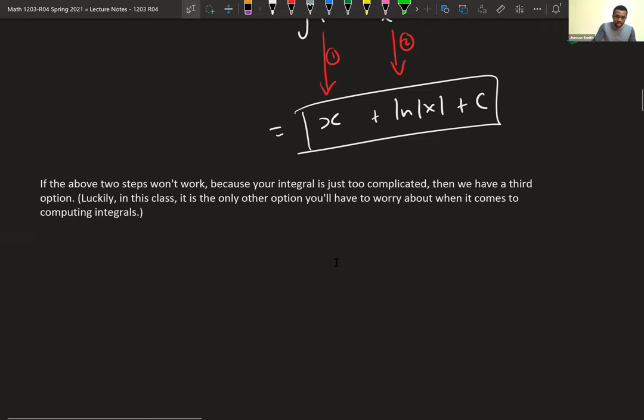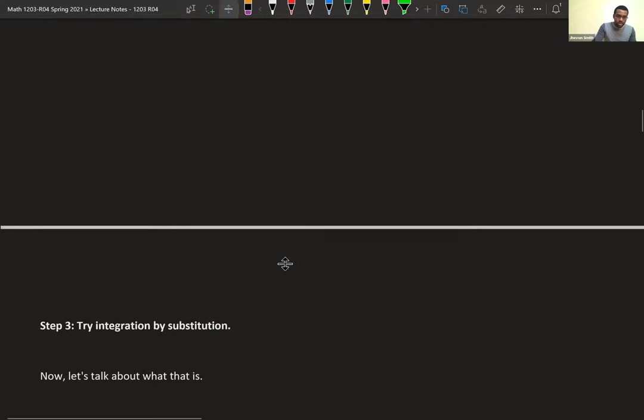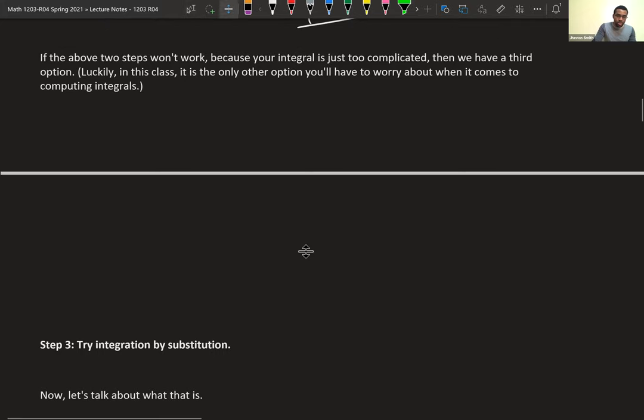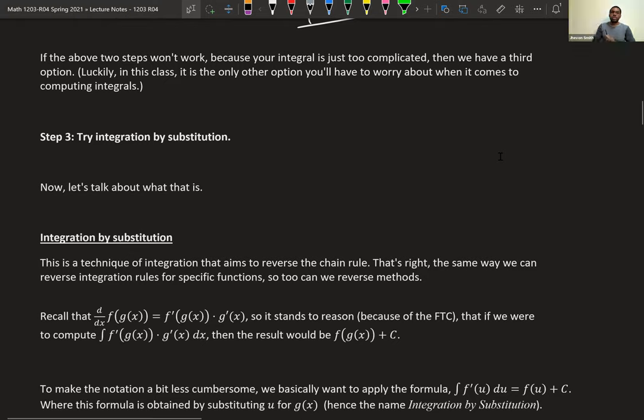So one such method, and the only other method we would need to know, is called integration by substitution. As the name suggests, we're going to substitute something to make things nicer. And we do this in the case where the other two things don't work. So if we're in a class like a calculus 2 class where we learn many more integration techniques, I would tell you a lot of other things that you would have to look out for to know if you can actually solve the integral by this method.